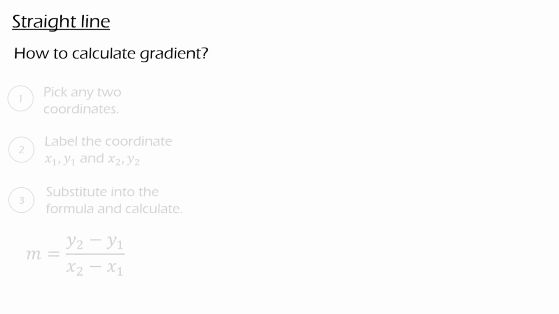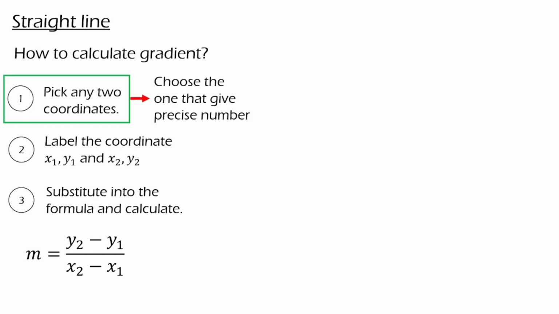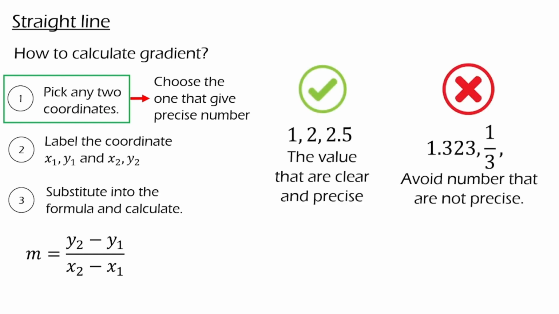I will list down all the steps on how to calculate the gradient. Let me explain the importance and the things to look out for in each step. First is to choose any two coordinates from the line. If possible, choose the ones that give precise numbers, such as 1, 2, whole numbers, or if decimal, very precise, such as 2.5. Avoid the ones with long decimals that are not precise. This is for easier calculation later.